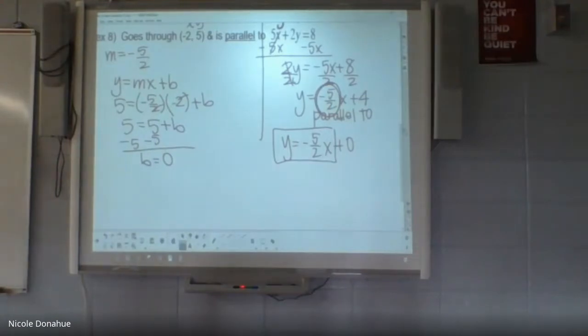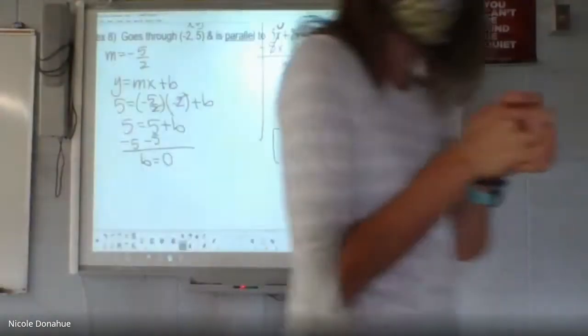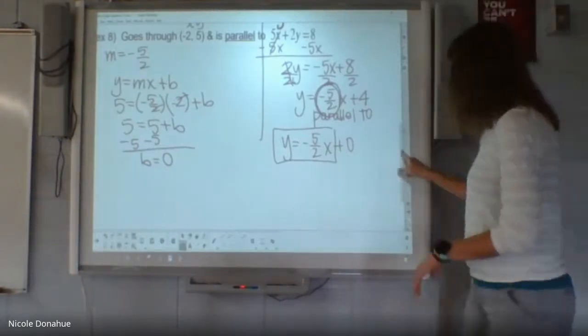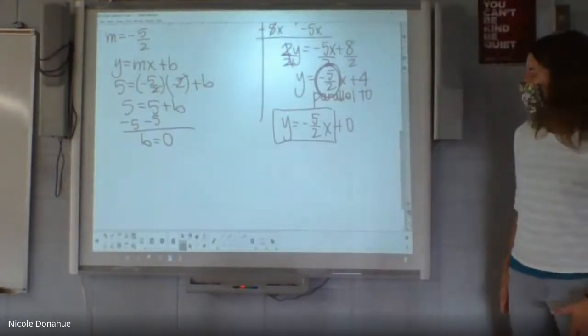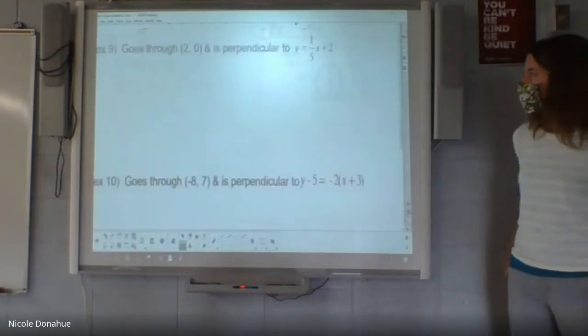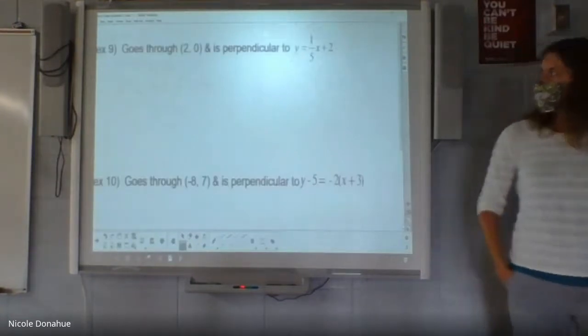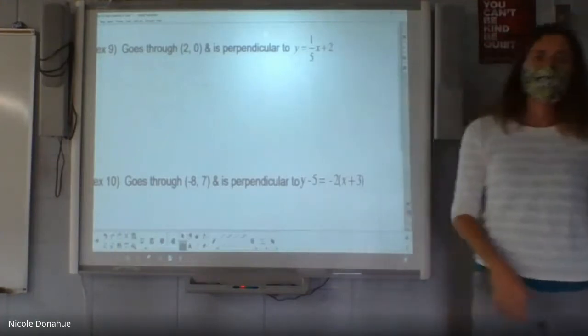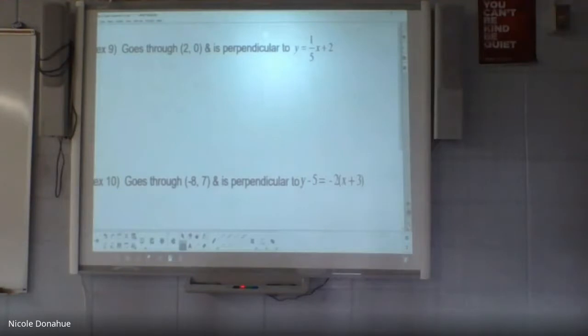All right, so we're going to talk about perpendicular then. So now this time it tells us that it goes through (2, 0), but it's perpendicular to this line. So what's different about that? What do we need to do now?